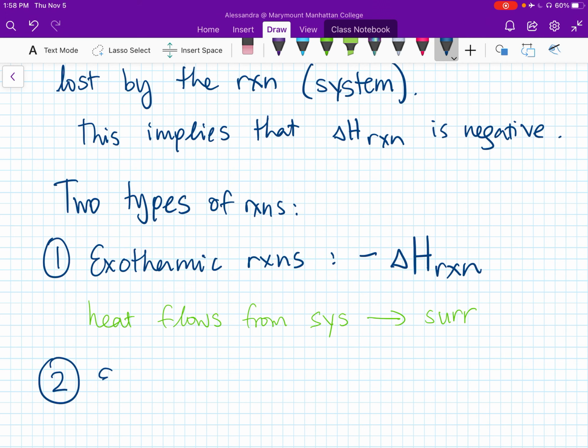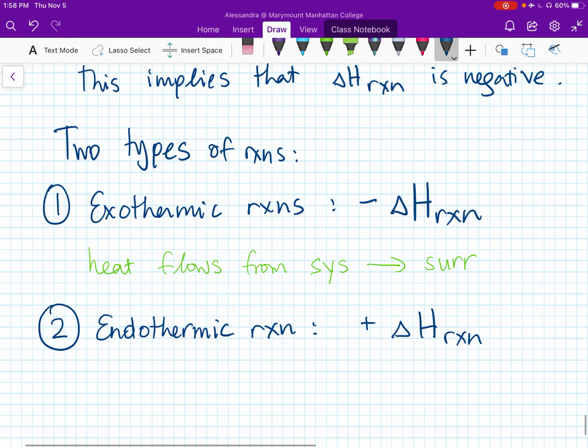The opposite situation would be called an endothermic reaction. So that means that we're putting energy into the reaction. And an endothermic reaction is always going to have a positive delta H. Endothermic reactions have heat flowing into the system from the surroundings. So in that case, if we had a solution like this one and the solution got colder, it would be because the system, the reaction, is sucking heat out of the solution. So that would be an endothermic reaction.